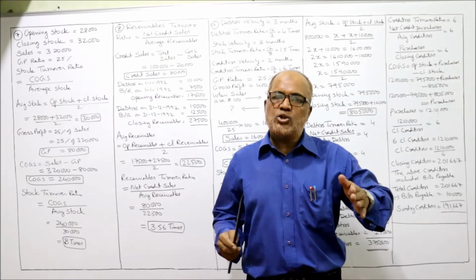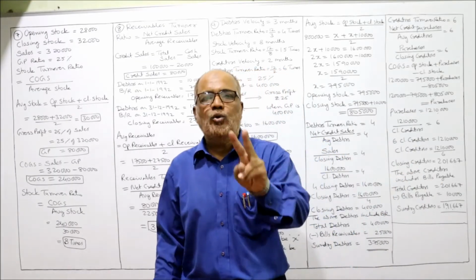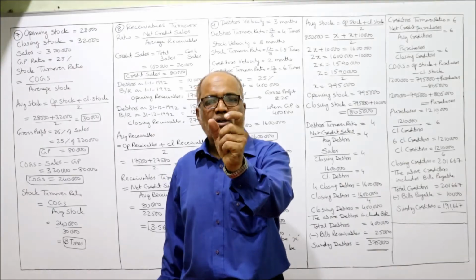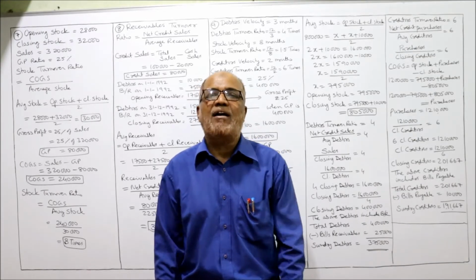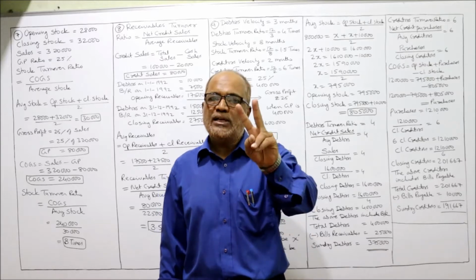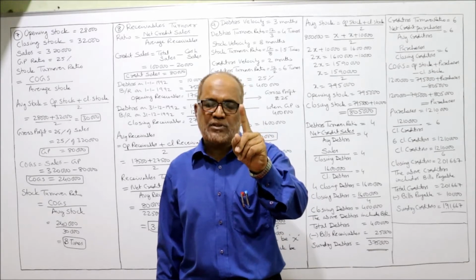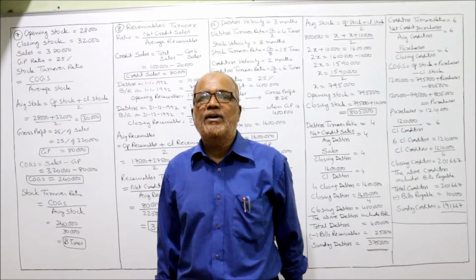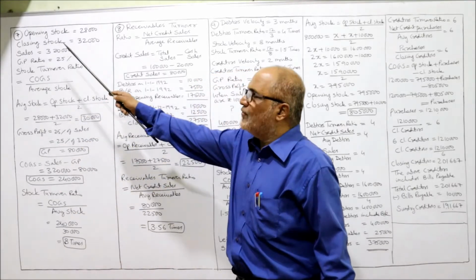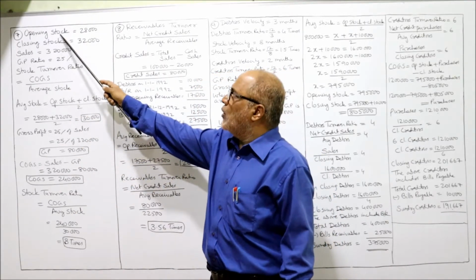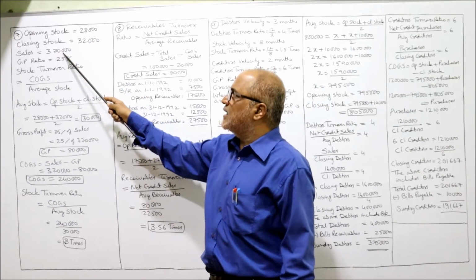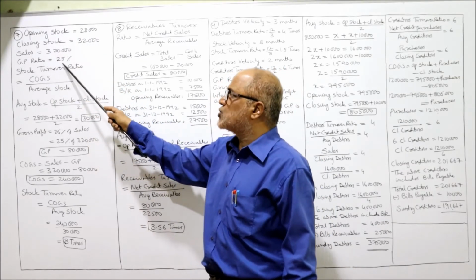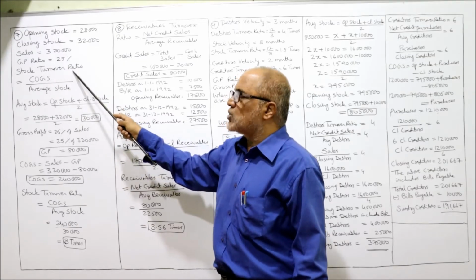Stock turnover ratio: already in the last video we have calculated 2 problems. The formula for stock turnover ratio is COGS, cost of goods sold, divided by average stock. So 2 things we require: COGS and average stock. First of all, we write the information given. Opening stock 28,000, closing stock 32,000 given. Sales are 3,20,000, gross profit ratio is 25%. We have to calculate stock turnover ratio.